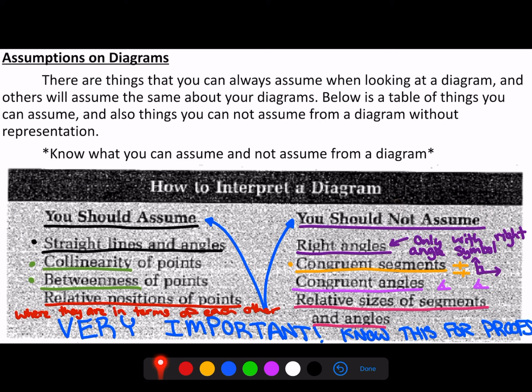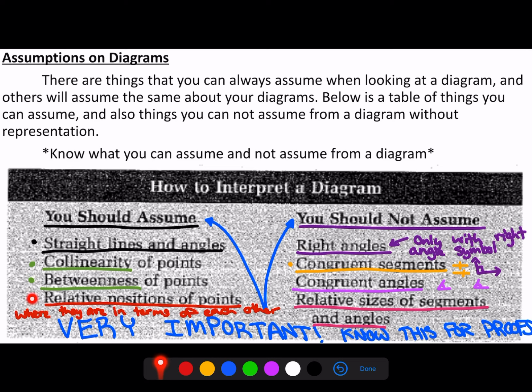So, things that I can assume: if I see a straight line, I can assume that's a straight line, and I can also assume that it equals 180 degrees. I can also assume collinearity between points. If I have multiple points on the same line, I can assume that they are all collinear points. I can assume that points are between other points on a line. So if I see a point that is collinear with other points and it is in between them, I can assume that point is between.